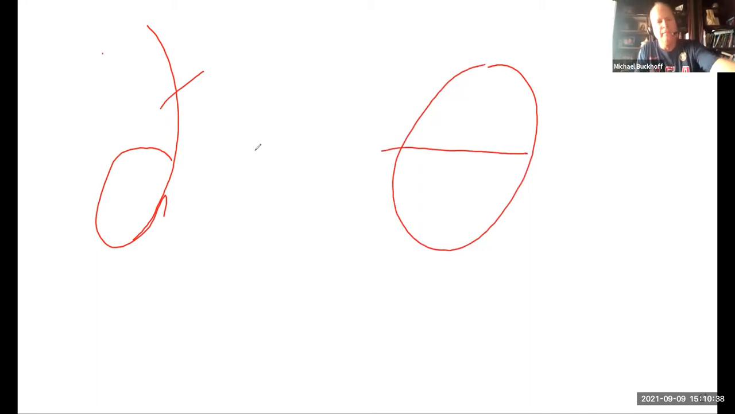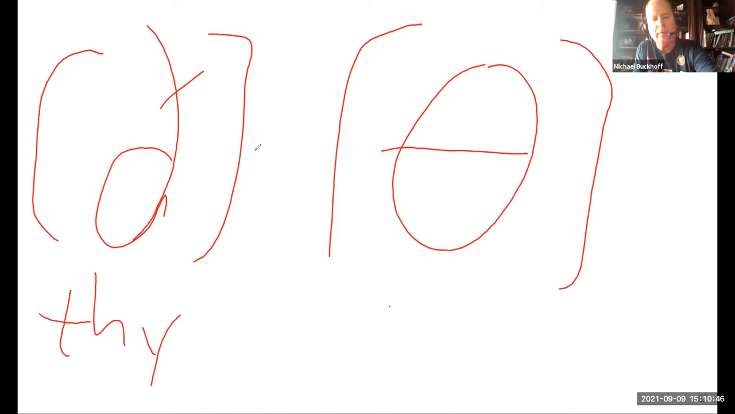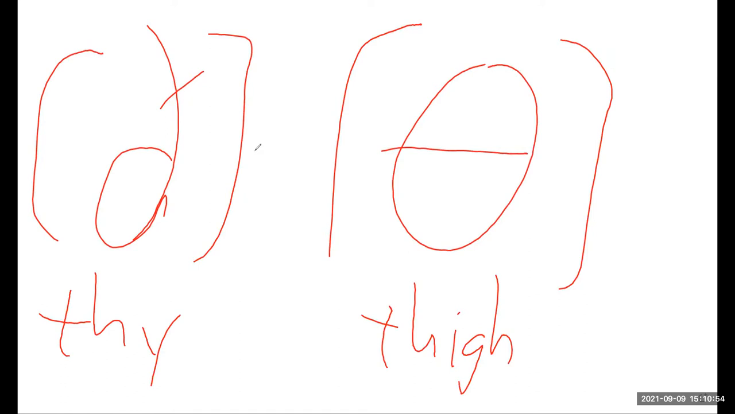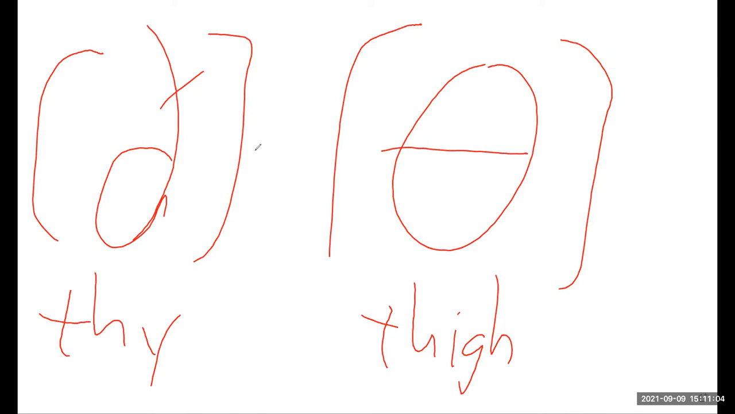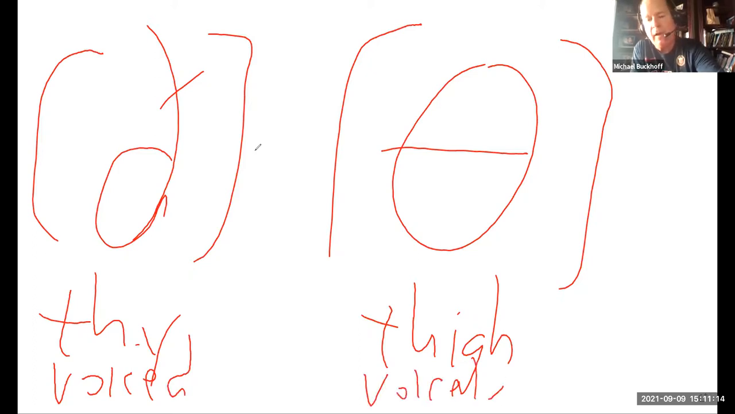What's the difference? Can somebody tell me that? So if I said, what's the difference, first of all? In S, there's more of a vibration. Thigh. And then with the thigh, how would you characterize that? The tongue isn't really that high. Good. So you can look at this one as being voiced, right? Yes. And then this one as being voiceless.